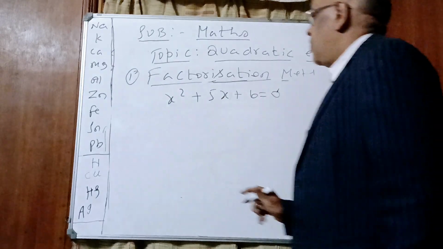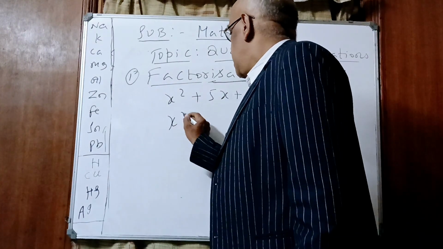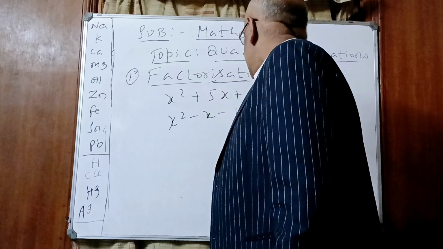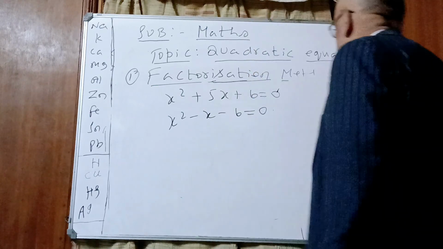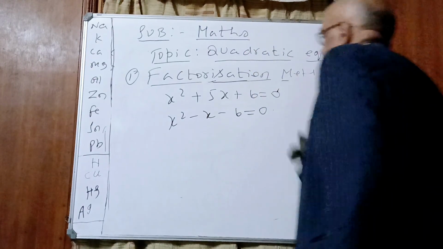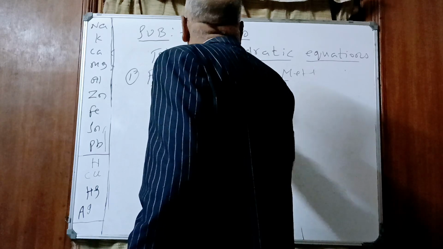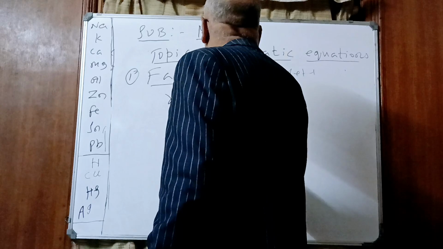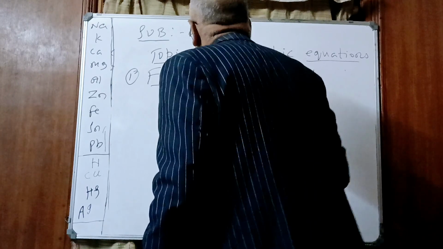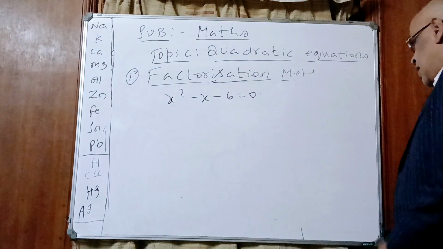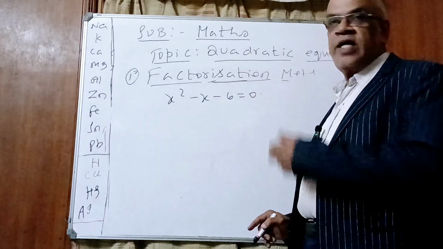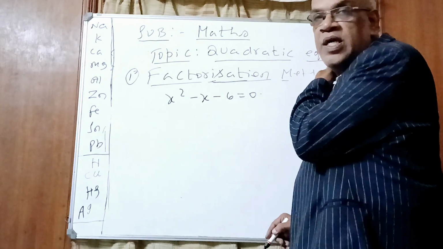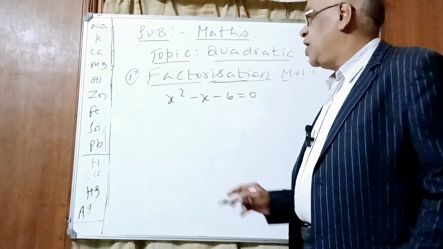Come children, what is this? x square minus x minus 6 is equal to 0. Yes or no, children? Yes. Now this is the equation. Find the roots or zeros or what are called solutions.